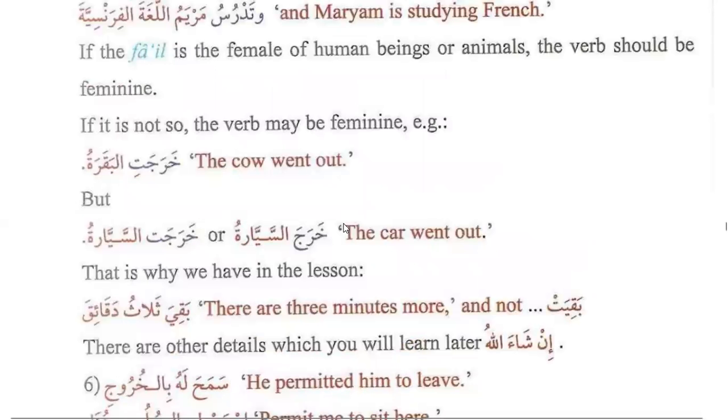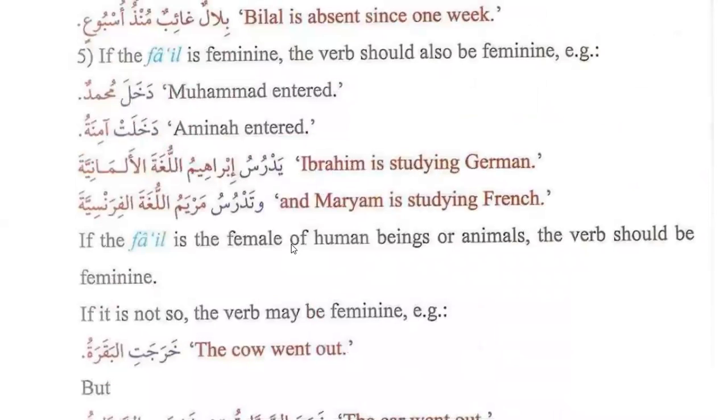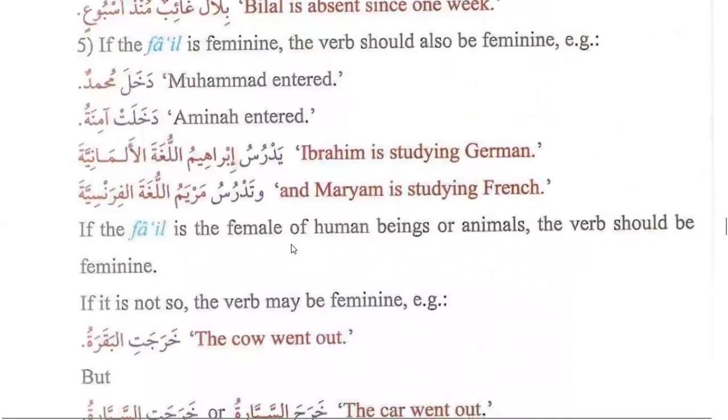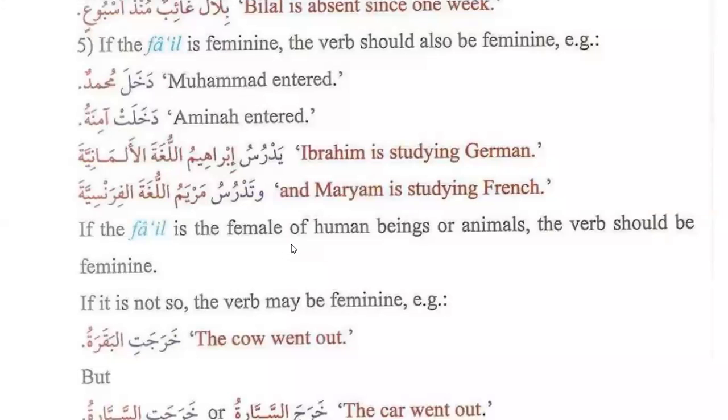Often people don't know about this rule. So you may use kharaja sayyara. It is grammatically correct, but the teacher may not agree with it. He maybe does not know about this rule. So this rule is rarely used, not much practiced. Okay, Rizwana. If the fa'il is feminine, the verb should also be feminine.